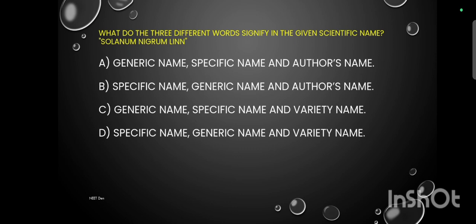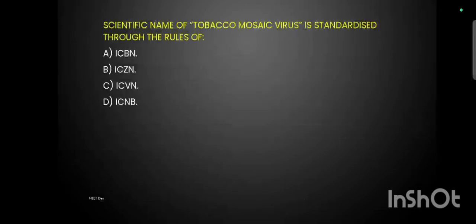Question: what do the three different words signify in the given scientific name? Solanum nigrum Linn. Option A, generic name, specific name and author's name. Option B, specific name, generic name and author's name. Option C, generic name, specific name and variety name. And option D, specific name, generic name and variety name. So the answer is A. Solanum stands for generic name, nigrum stands for specific name and Linn stands for author's name.